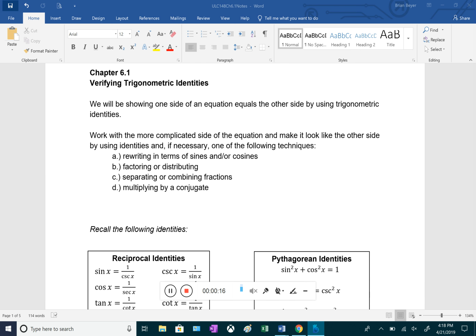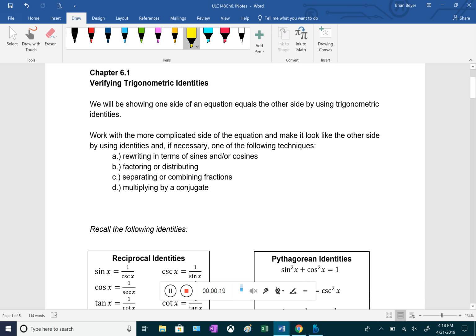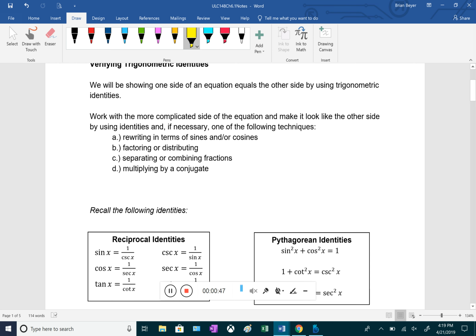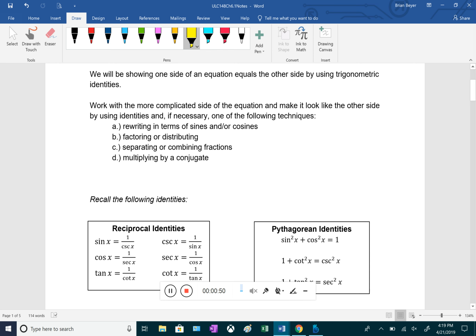So what we're going to do to start these is we're always going to start with the more complicated side. Find the more complicated side of the equation, and then we're going to try to make it look like the other side by using certain identities, and if necessary, one of the following techniques. We might need to rewrite it in terms of sine or cosine. We might need to use factoring or distributing, or separating or combining fractions, and we might have to multiply by a conjugate. Okay, so we're going to be using all of these techniques in these next examples.